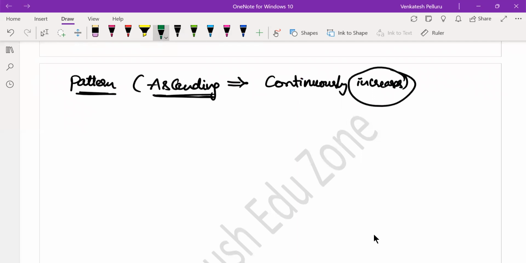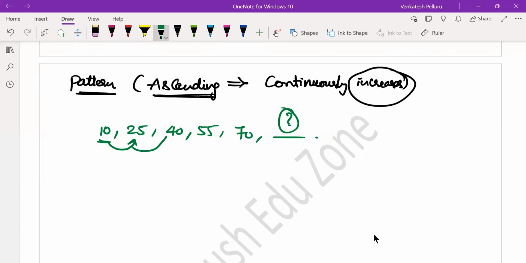So let me take an example. 10 followed by 25 followed by 40 followed by 55, 70, question mark. Assume I have asked this, you have to find it out. Look, first it is 10, started with a small number, it increased to 25, then further increased. From 10 to 25, 25 to 40, then it increased to 55, and from 55 to 70. So continuously it is increasing.